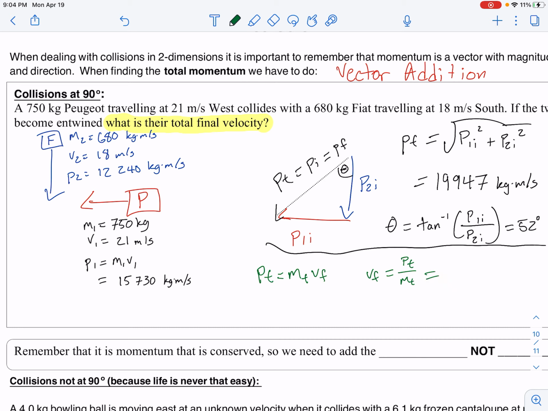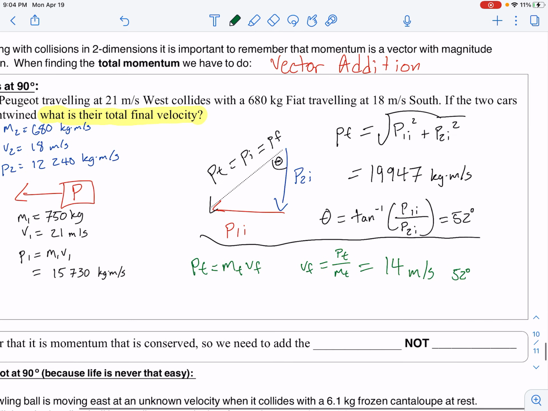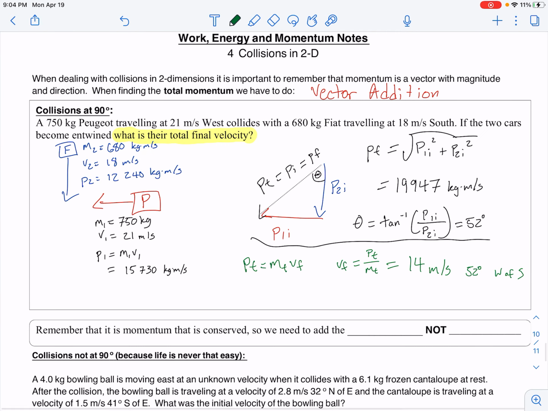Plug in our numbers. It's about 20,000 divided by, what was it, 13? Okay, yep. Plug in our numbers, so total mass, 750 kilograms plus 680 kilograms. Get that divided. We're going to get roughly 14 meters per second, and it's going to be 52 degrees west of south. There's my answer.